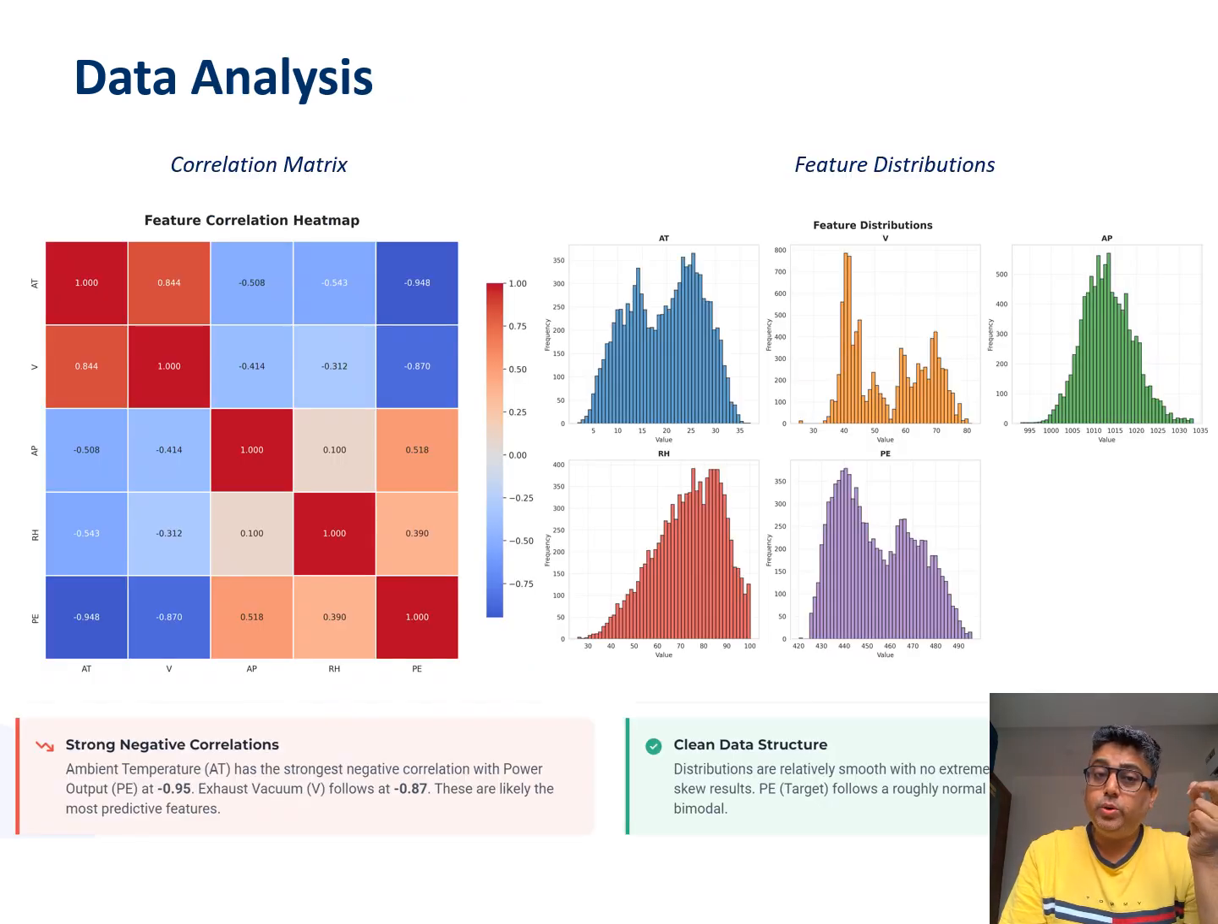So when I looked at correlations, two features immediately stood out: temperature and exhaust volume. Both showed a strong relationship with power output. Temperature specifically had a strong negative correlation, which makes sense because high temperature reduces turbine efficiency. These early signs helped me anticipate which models might capture the patterns better. But we'll see in the future slides how I've used different models to compare.